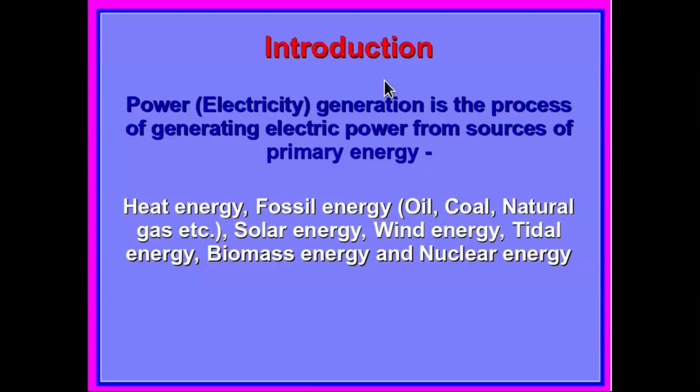In this context, let us understand what is meant by power generation. It is actually the process of generating electric power from sources of what are known as primary energy. Now, these sources of primary energy are of different types like heat energy, fossil energy, which is derived basically from oil, coal, natural gas, etc. Then solar energy, wind energy, tidal energy, biomass energy, and finally nuclear energy.